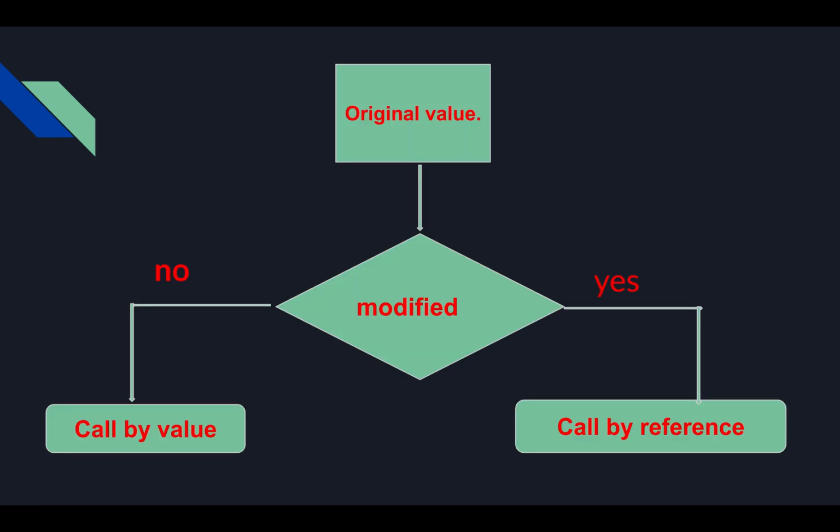Now this is a very important flowchart. If the original value of the data is getting modified, then we say it is call by reference, and if the original value of the data is not modified, then it is called by value. This is a value type, where the original copy of the data is not modified because it creates a separate copy, whereas a reference type creates a shared copy, a single-instance shared copy. So the data gets modified.